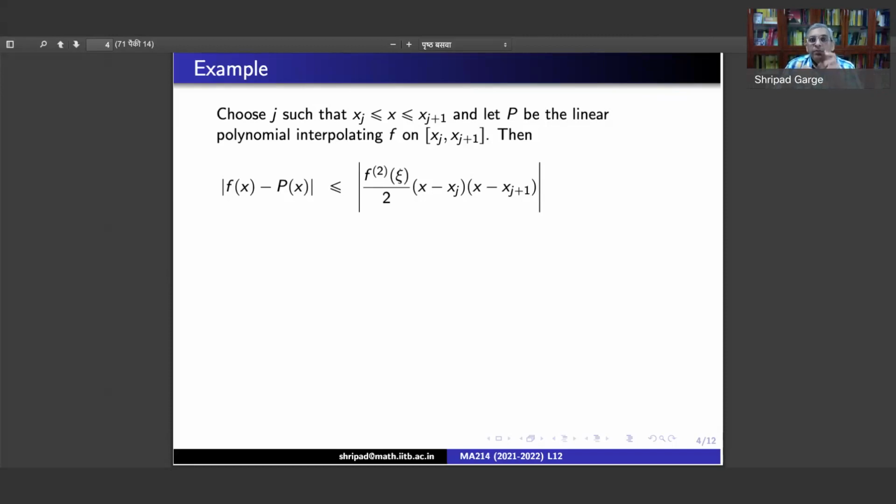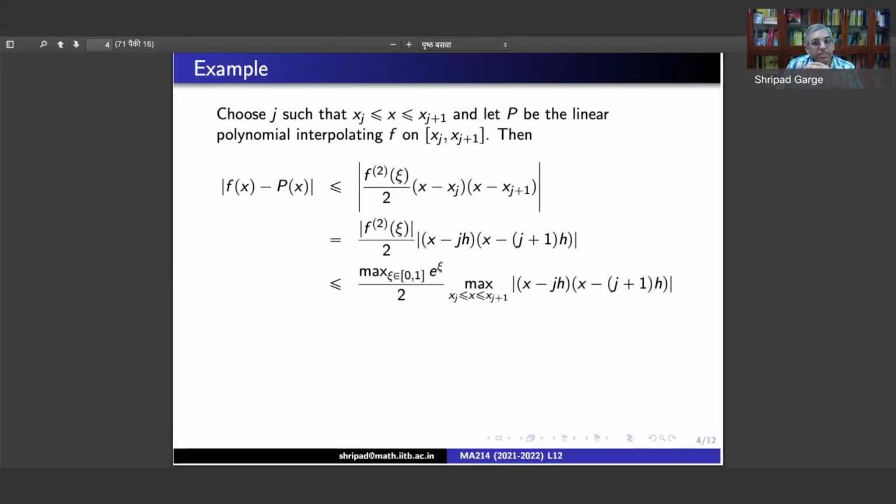Okay, so the error form, the mod of f(x) minus p(x) is equal to, I should have said equal to, f''(xi) upon 2, times (x minus xj)(x minus xj+1). This is the value we get. But this is further equal to, we will put the modulus for the second derivative of the function at xi and the polynomial part that you have. The modulus for the second derivative part can be easily computed.